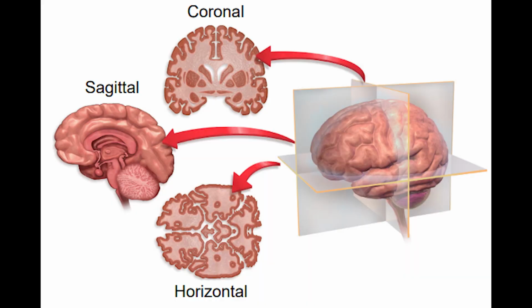Visualizing the brain. As a three-dimensional structure, the brain can be sectioned for visualization or analysis in several ways. Here, we will describe the 3 main orientations, each at right angles to the others.